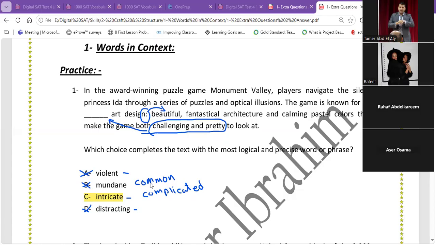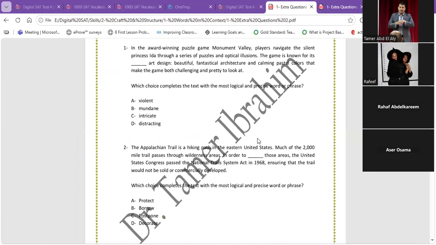We have only mundane and common, and this will not give us the meaning of common. So what is going to be challenging and pretty is going to be intricate, complicated, معقد. So the answer is C. The answer is C. Let's go to the other question. Number 2. Write the answer please on the chat box.